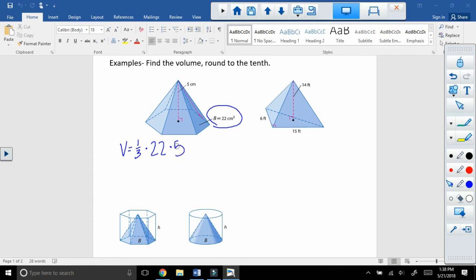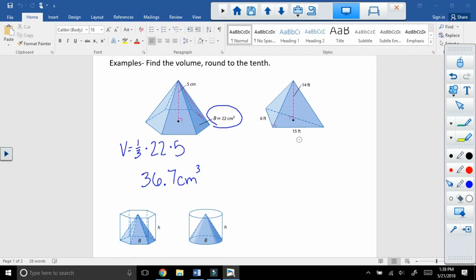So then you can just grab a calculator, whoops, drop your calculator, whichever you prefer. So we have 22 times 5, and then 1/3 of that. We get 36.6 repeating, or you could round it to be, oh, I guess it does say round to the nearest tenth. So let me go ahead and change that then to be 36.7. This is volume, so that'll be cubic centimeters.